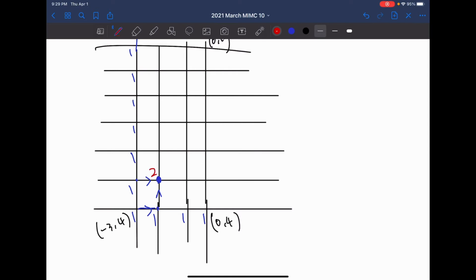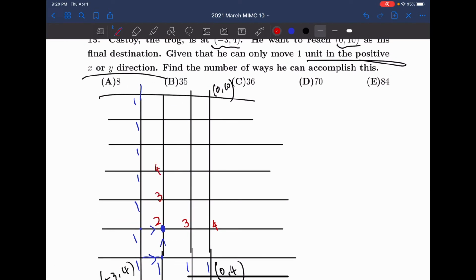Number of ways to accomplish this would be 3, and that would be 4, and it will be the same here. We can draw the rest, 6, 10, because each can go from this point to here, or this point to here. That's 10, that's 20, that is 15, that is 35, that is 21, that is 28, that is 56, and sum that up would give us the answer 84, or E.